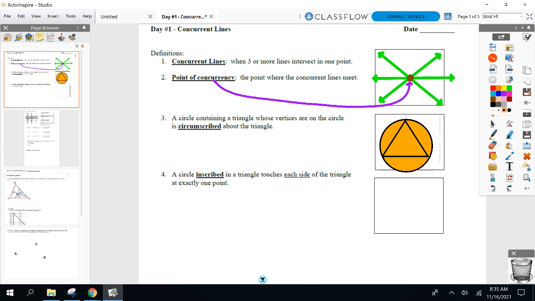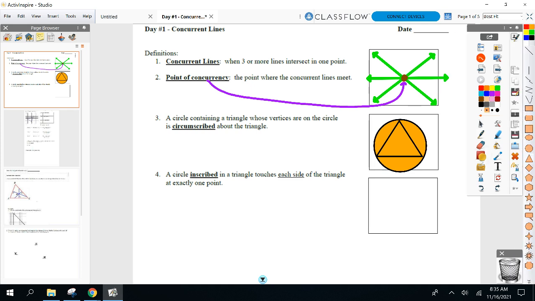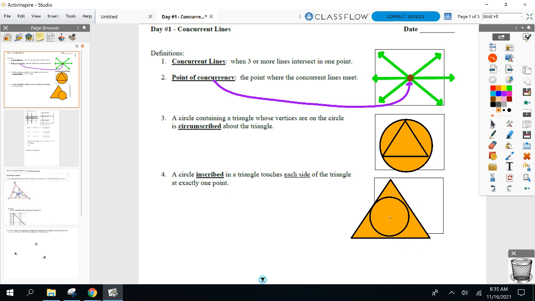What if I flip it now? What if the circle's inside? I call it an inscribed circle now. All right, an inscribed circle. So everyone now draw your triangle with the circle inside. Make sure the circle touches each side of the triangle. There we go. Circumscribed, it's on the outside. Inscribed, it's the circle on the inside of the triangle.